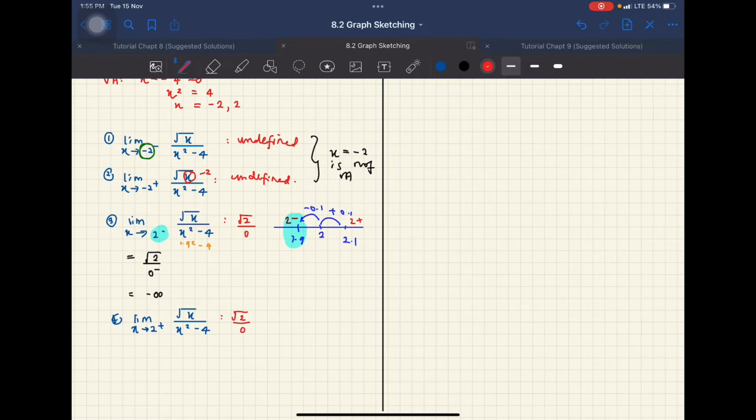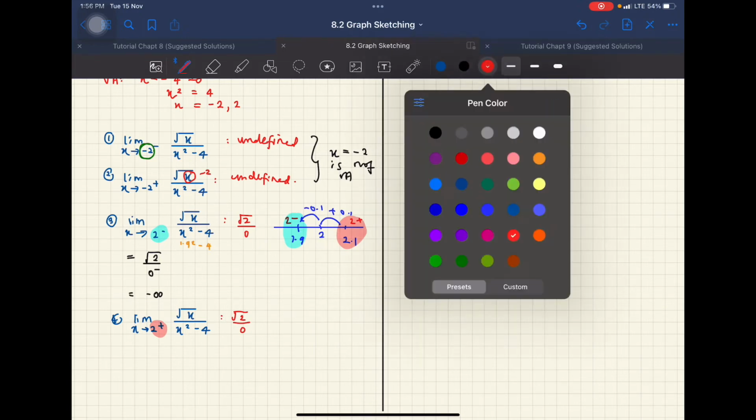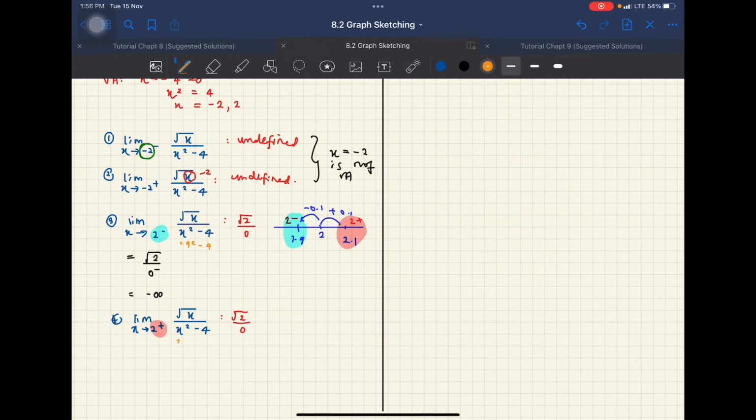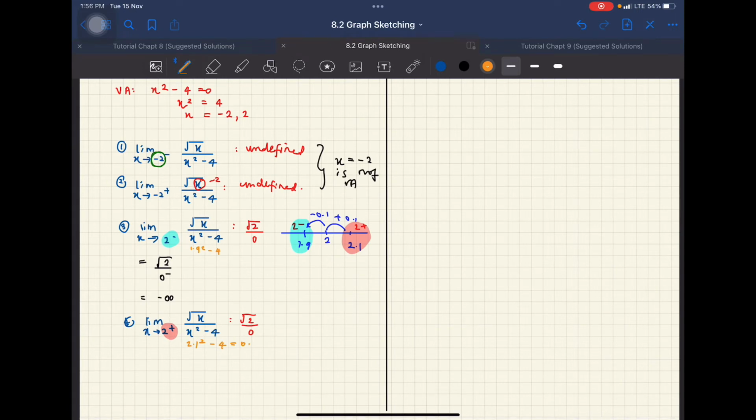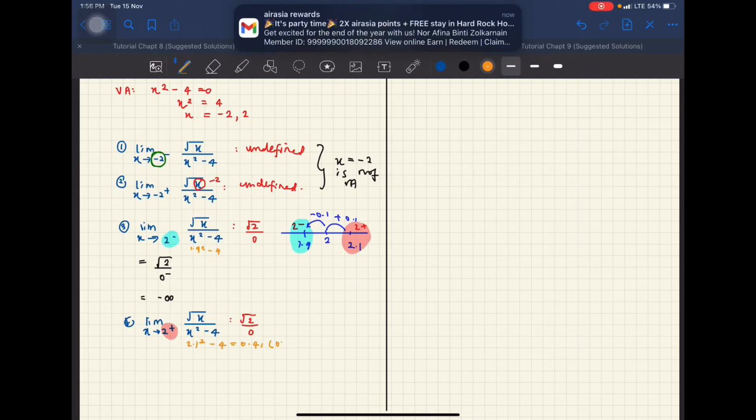Okay, so kita akan gunakan apa pula sekarang ni? So sekarang ni kita adalah 2 positive. So 2 positive, let's use this one. Okay, sebab kita nak 2 positive kat sini. Okay, so just substitute the value of 2.1 into your equation. So apa yang saya akan dapat? Saya guna pen warna kuning lah. Okay, so saya akan dapat 2.1 square minus 4. Okay, so dia akan sama dengan 0.41, sorry. So 0.41 is a positive number, meaning that it is a 0 positive.